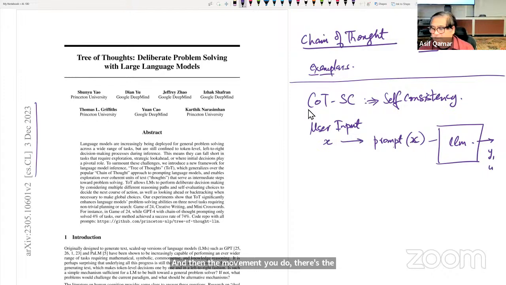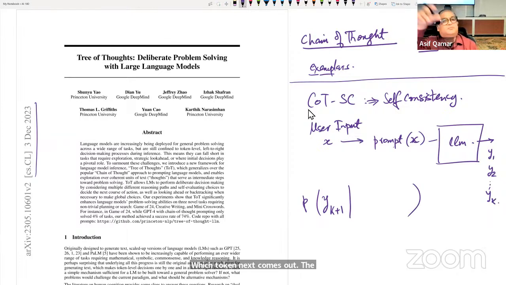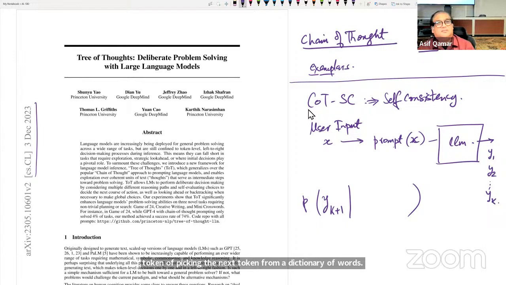Let's say that Y1, Y2, up to YK have come out. Now, let me ask this question. This is just a quick review. YK plus 1, which token comes out next? The probability of picking the next token from a dictionary of tokens: what does this probability depend upon? What all things does it depend upon? Does it depend only on X?